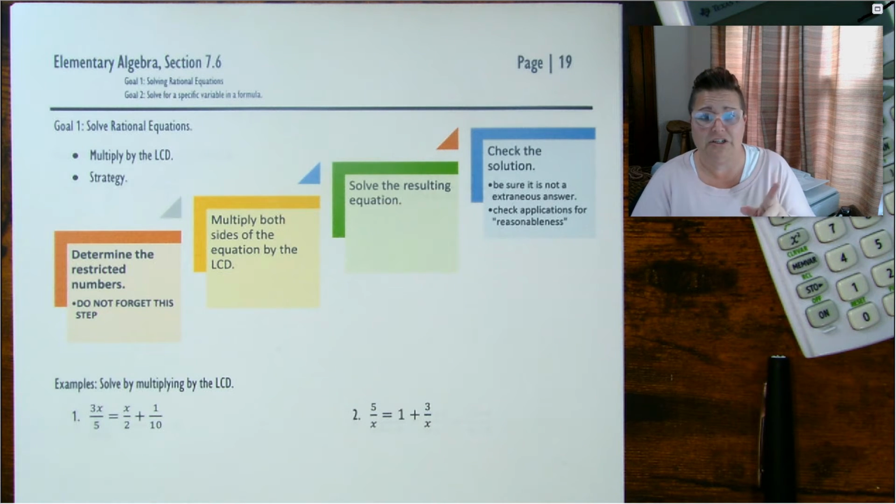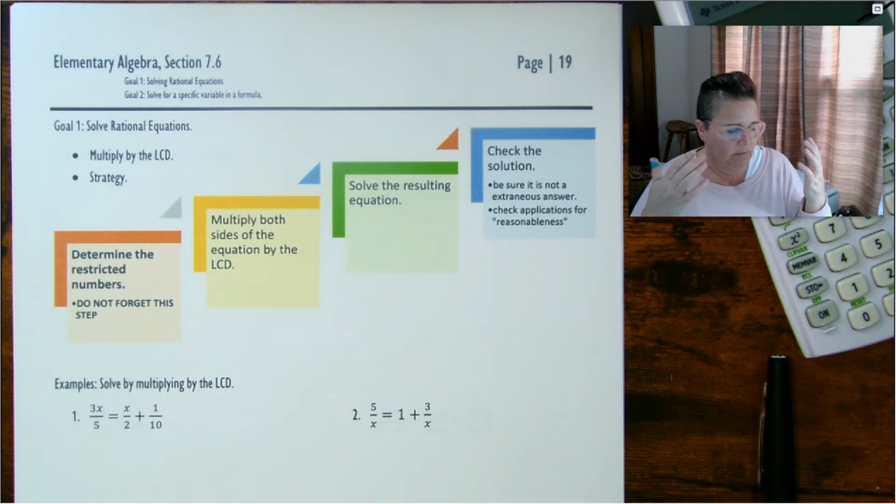We want to be sure that we did not get an answer that would be one of the restricted values. Because if we say x cannot be 4, and one of the answers that works is x is 4, then we have no solution. What's that called when there's a disconnect, right? So we can't have that happen.